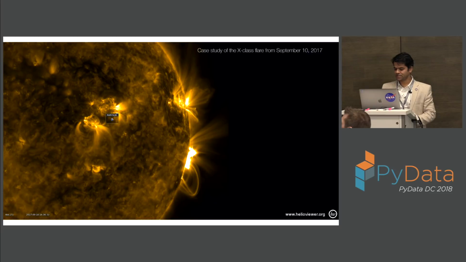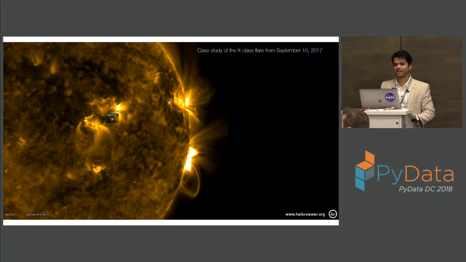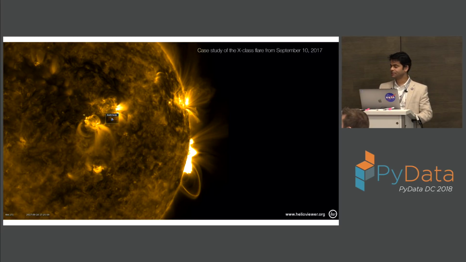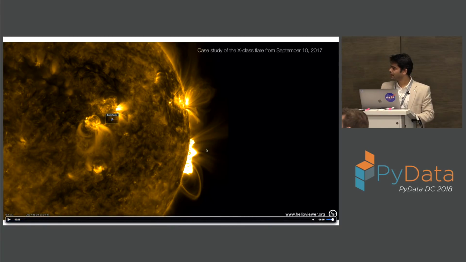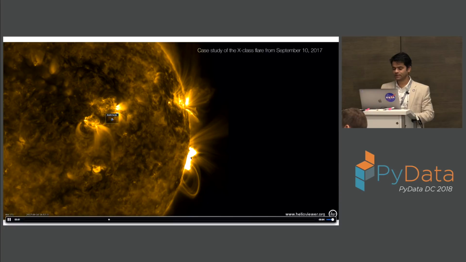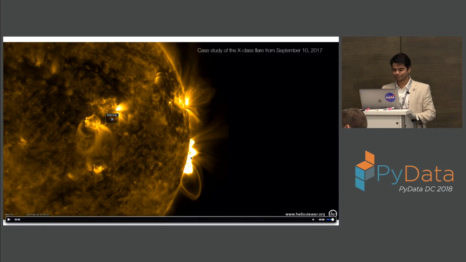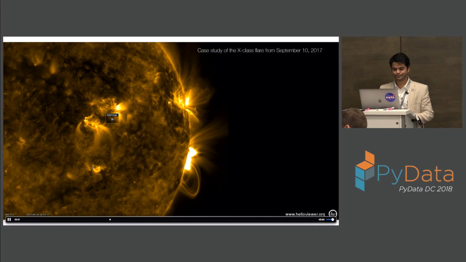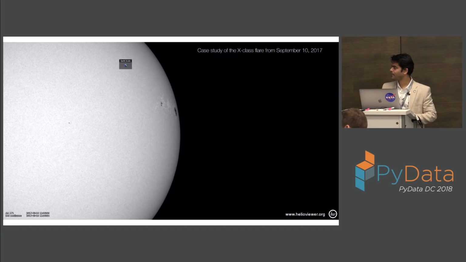And the case study is an X-class flare, a very big flare that happened last year. You can see it here. It is very bright, and it's erupting, with lots of energy directed toward Earth. So it's called a flare. And at the base of the flare, you've got these little things there. These are sunspots.